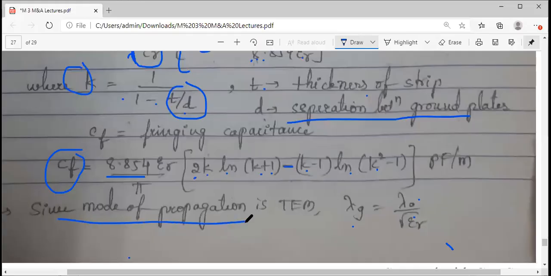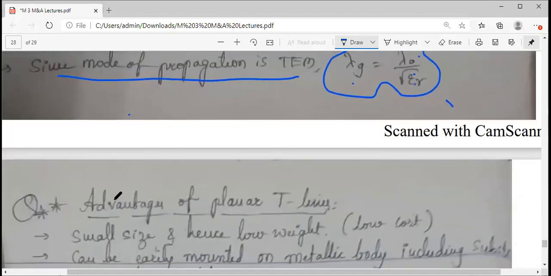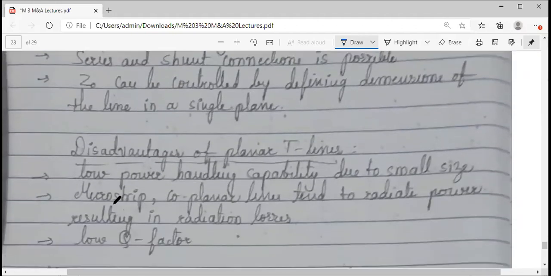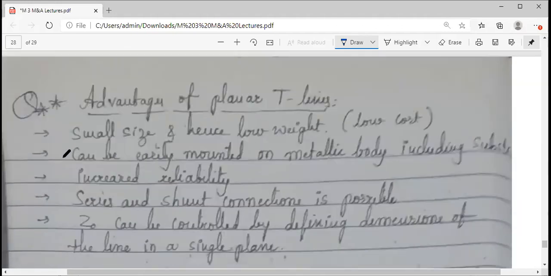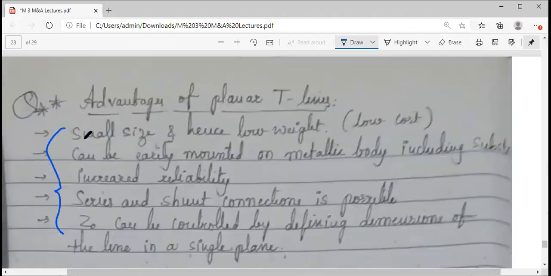So the mode of propagation is TEM. So lambda g is equal to lambda naught divided by root of epsilon r. There is no question of epsilon effective here. I have listed some of the advantages and disadvantages. This will be given as work to you. No doubt this sheet will be available to you directly. However, I want you to understand the meaning of each of these lines that I have listed here.